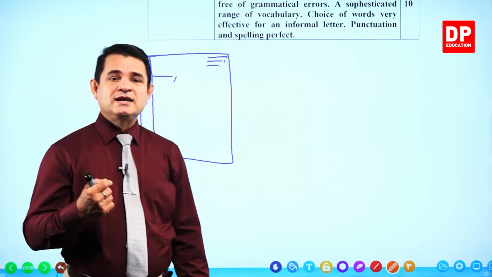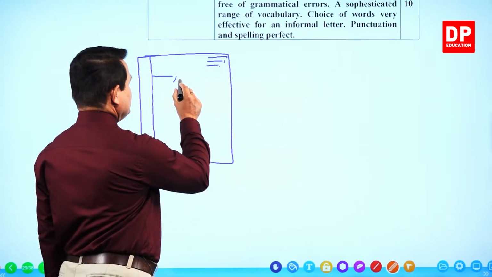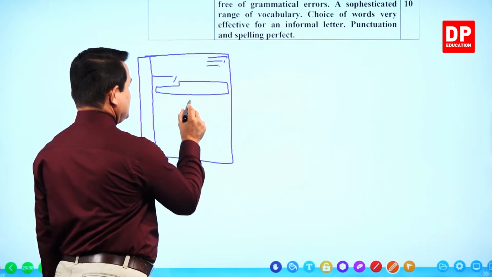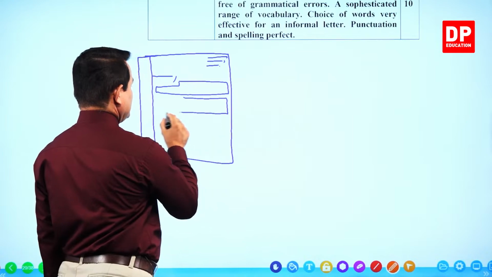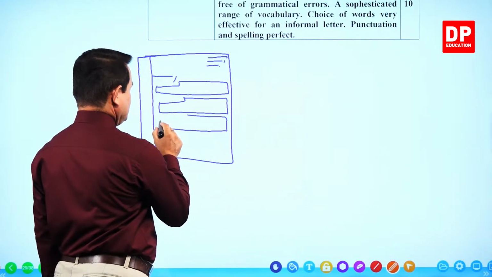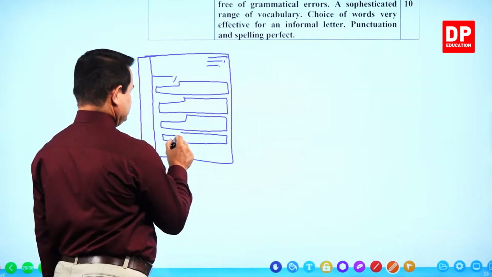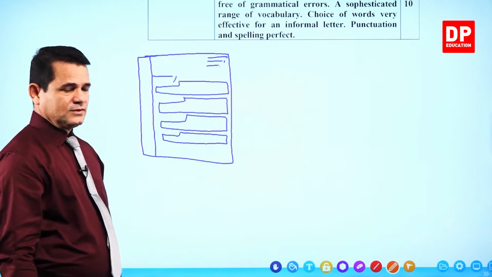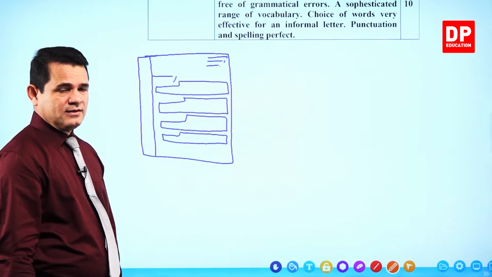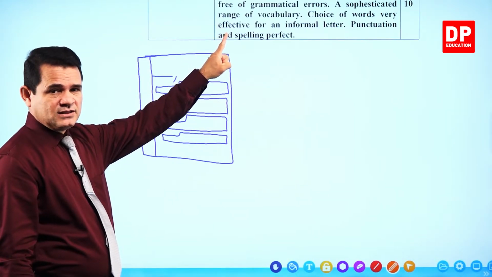First, this is an informal letter. So then you should have different paragraphs, not everything in one paragraph. And there should be several paragraphs. Not only one, maybe 2, 3, 4 paragraphs, okay. But remember the number of words. You must stay within the word limit.